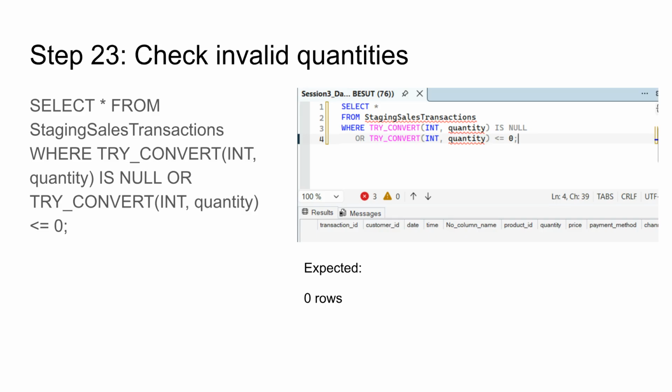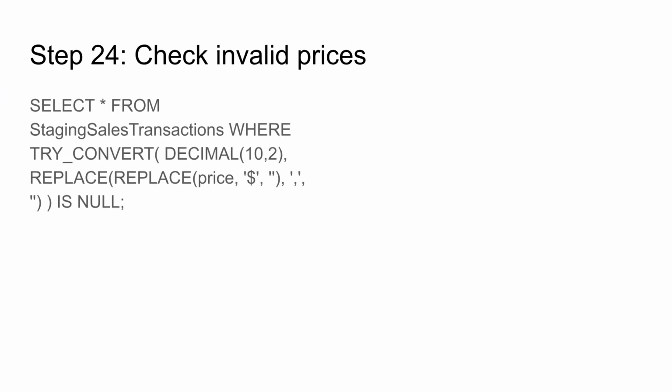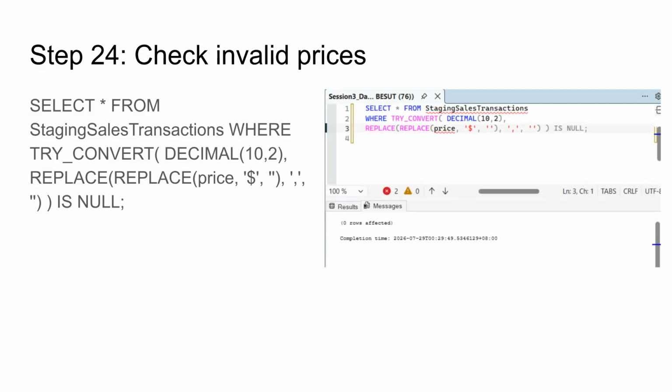Step 23 involves checking for invalid quantities in our staging data. We use a SQL query to identify any null values or quantities less than or equal to 0. We expect 0 rows here. Next, in step 24, we check for invalid prices. This SQL script cleans up formatting by replacing currency symbols and commas before conversion. Again, we expect no rows returned.